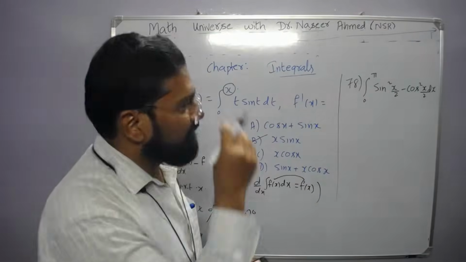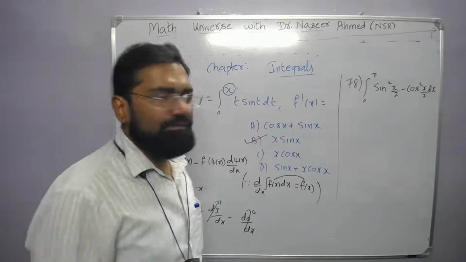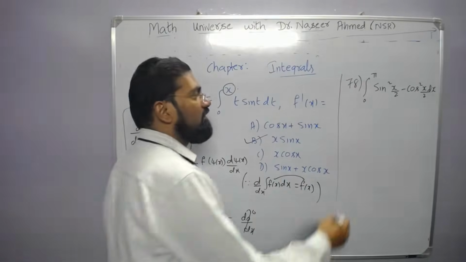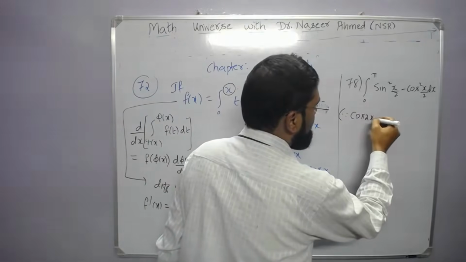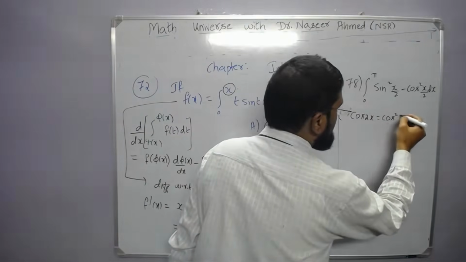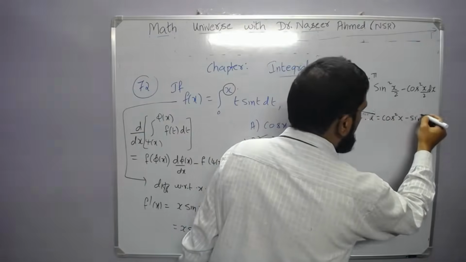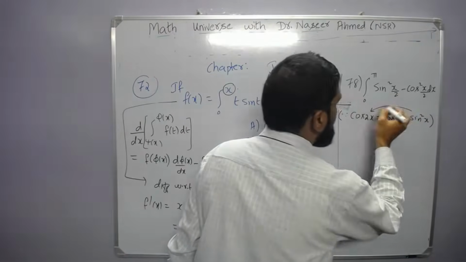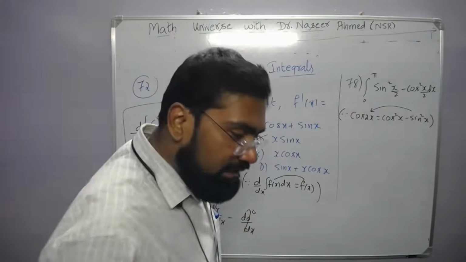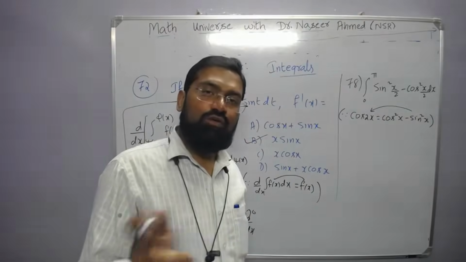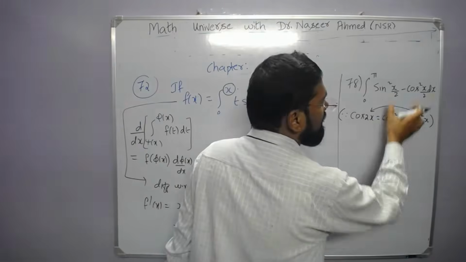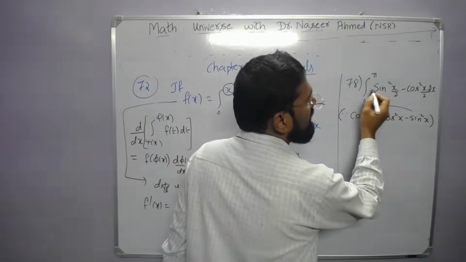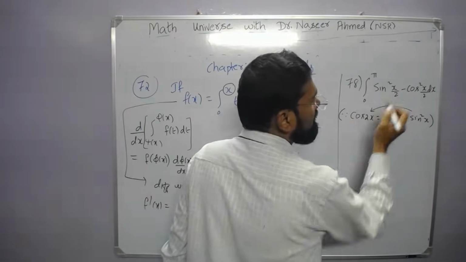See carefully. The degree for both is 2. Using the multiple angle formula, cos 2x is cos square x minus sine square x. Right to left we have to go. We should learn the formula both ways, left to right and right to left. Here cos square has a positive multiple and sine square a negative multiple, but in our question it is the other way around: sine square is positive, but cos square is negative.